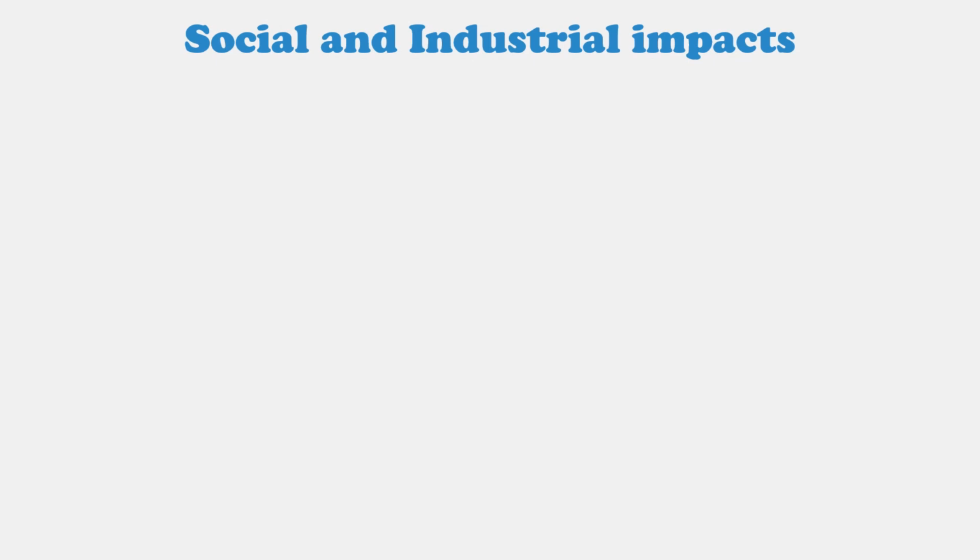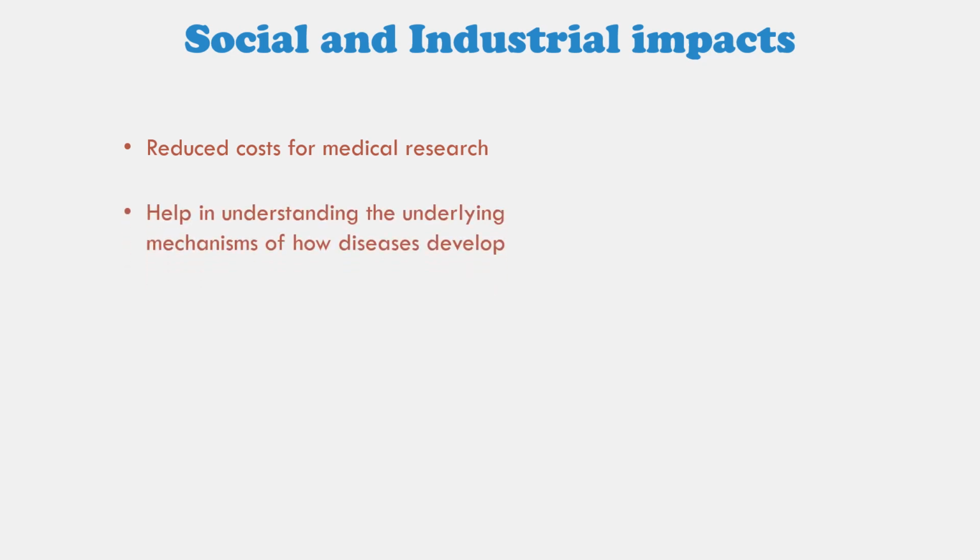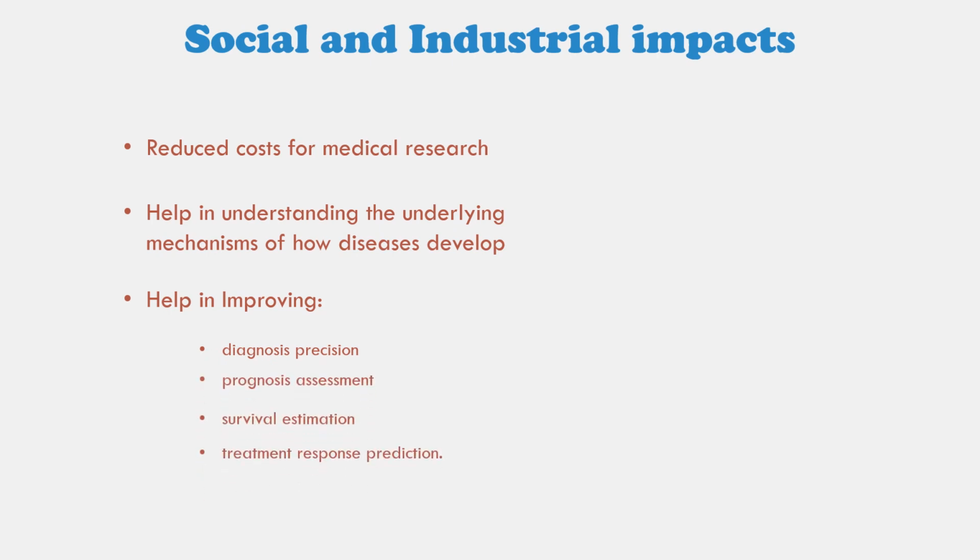Social and industrial impacts. This project can lead to reduce the cost for medical research by cutting the budget needed to undergo genetic and imaging tests for a large number of subjects, which can help in understanding the underlying mechanisms of how diseases such as cancer develop, and improving diagnosis precision, prognosis assessment, survival estimation, and treatment response prediction.